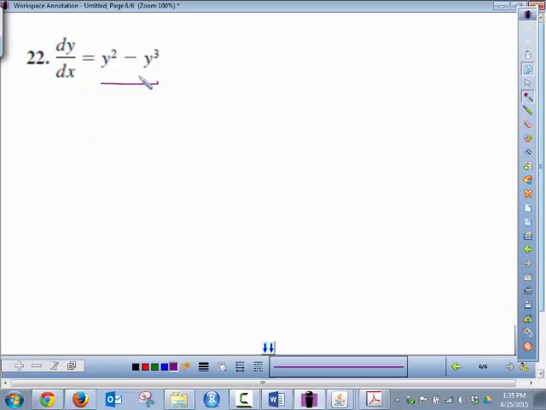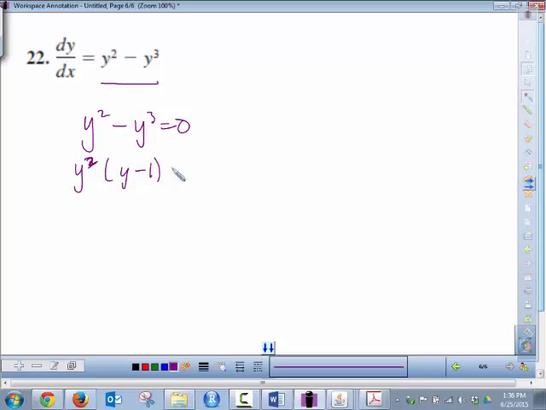So we'll take our right-hand side and set that guy equal to 0. Y squared minus y cubed is equal to 0. I think I can factor out a y squared and see that I have two critical points. Y is equal to 0 and y is equal to 1.